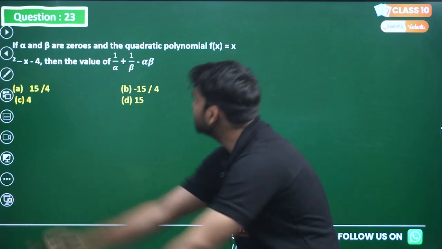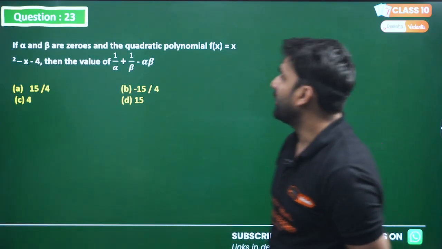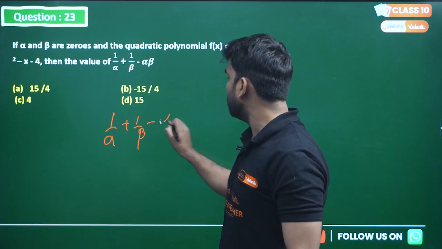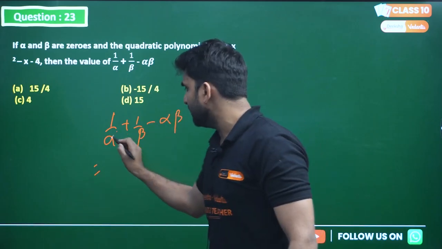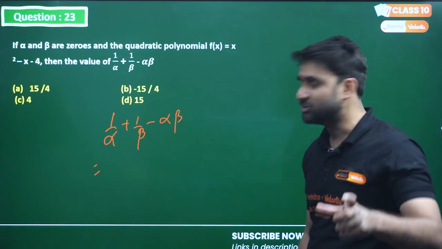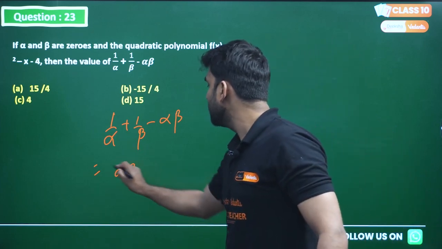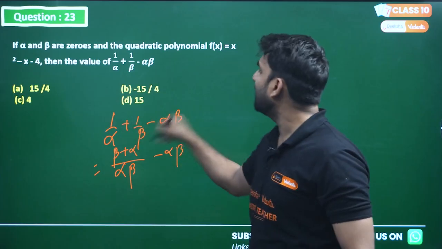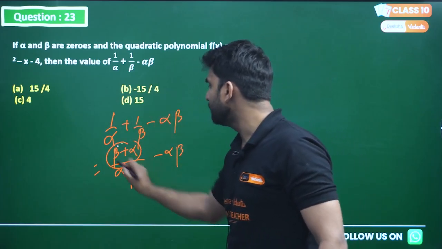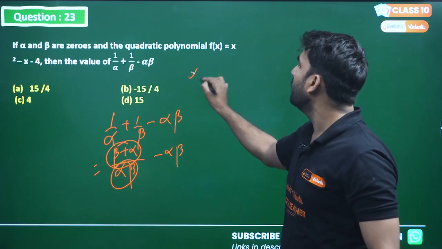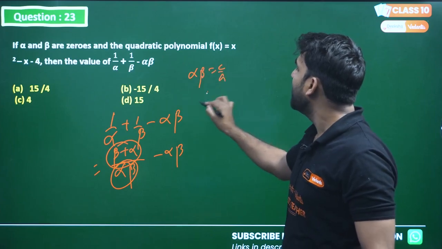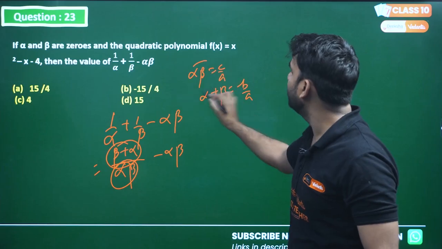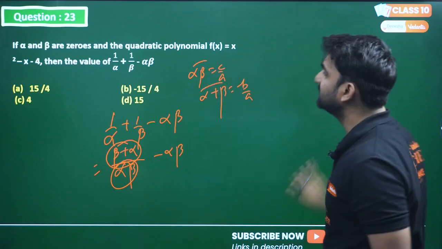If alpha and beta are the zeros of the quadratic polynomial, we have to find the value of 1 by alpha plus 1 by beta minus alpha beta. So don't take stress, my dear. Don't take tension. We can take the LCM here, and by taking the LCM, beta will go there and this minus alpha beta. So we have converted this whole expression into sum of roots and product of roots, and you all know the product of roots equals C by A and the sum of roots is equal to minus B by A. By using this formula, we can get the value of this and this, and now put it here, you can get the answer.